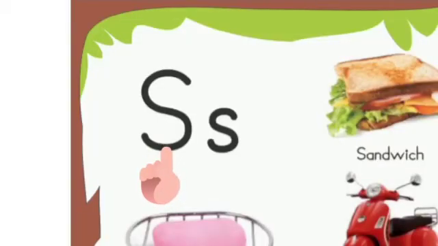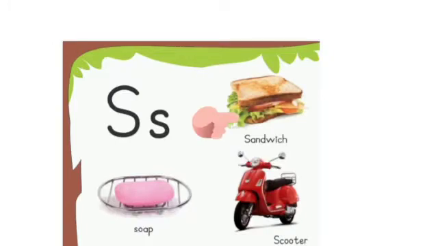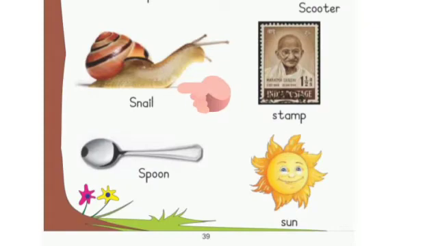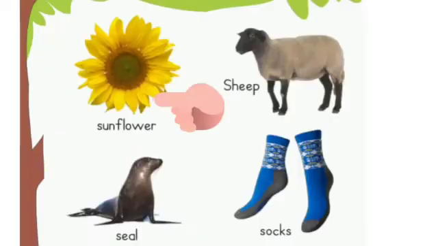Capital S, small s. S for sandwich. S for soap. S for scooter. S for snail. S for stamp. S for spoon. S for sun. S for sunflower. S for sheep.